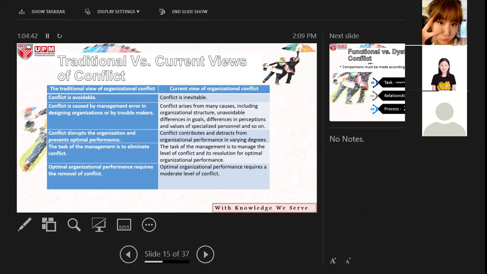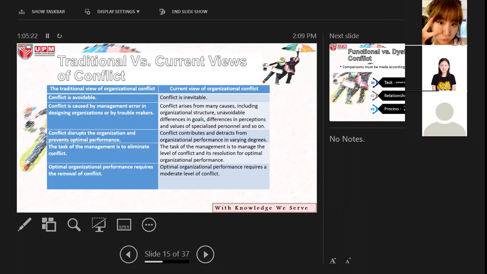Okay, and then according to the current views, conflict arises from many causes, including organizational culture, unavoidable differences in goals, differences in perceptions and values of specialized personnel, and so on. So according to the current view, the conflict can arise at any level, not just at top management. It can be at middle level. It also can be at the bottom level. Okay, any level. And then conflict disrupts the organization and prevents optimal performance. So that is why, according to the traditional view, the conflict must be eliminated. Okay, the source of conflict must be eliminated.